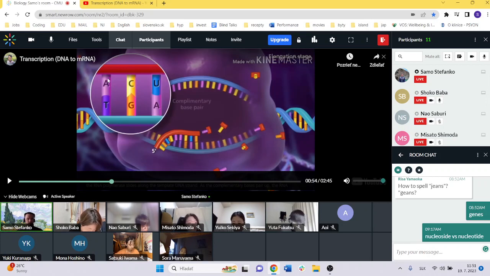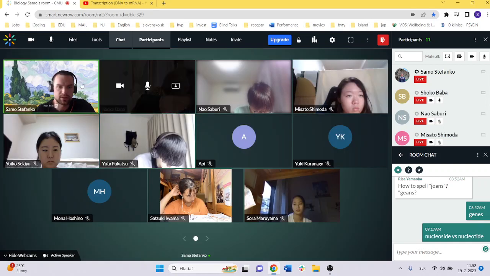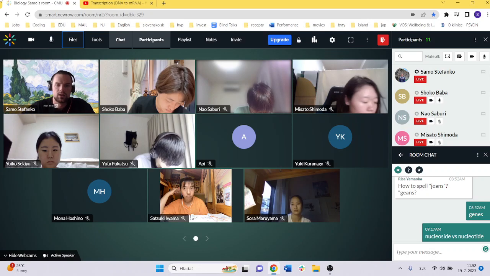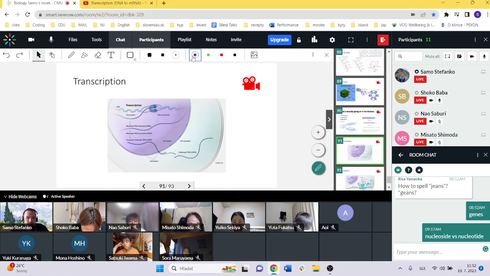Adenine pairs only with thymine, as we are able to see here. So A pairs with T, and guanine pairs with C. There is a helper for that, for how you can remember it. I will mention it right now. Adenine pairs with thymine, and guanine pairs with cytosine.